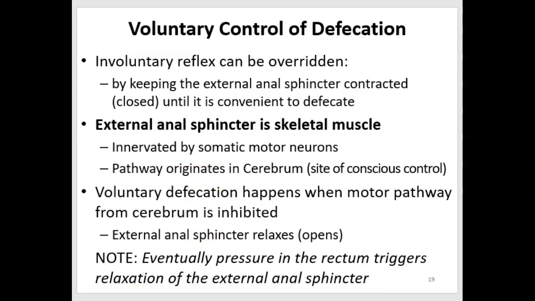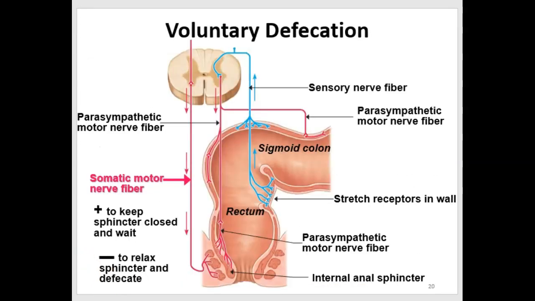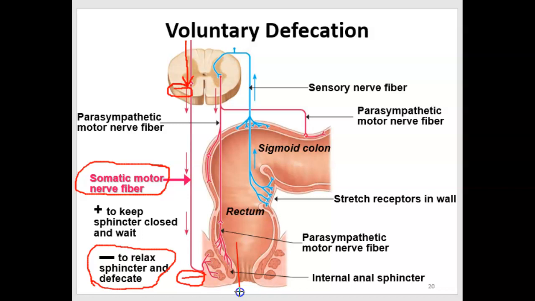But let's look at the neural pathway of the voluntary control of defecation. So this involves the motor neuron traveling down the spinal cord. It originated, or at least the pathway originated, up in the cerebrum. And so this somatic motor nerve fiber has to be inhibited here. And so once the neuron is inhibited, it's not going to be releasing any neurotransmitter, and so the muscle will relax, the sphincter will relax, and that allows materials to pass through.